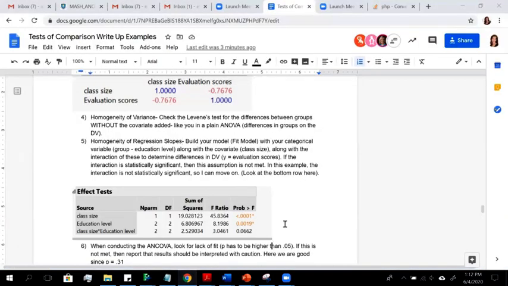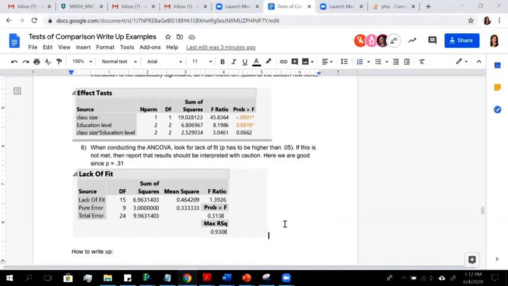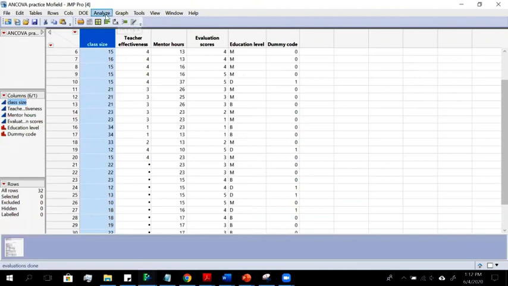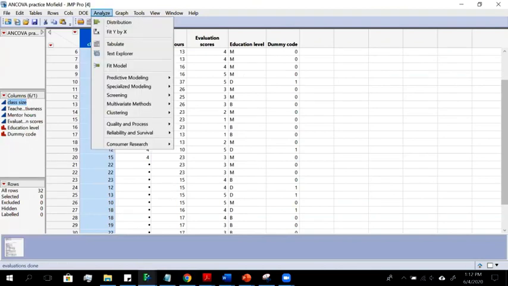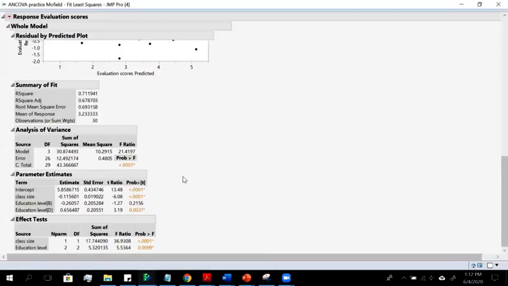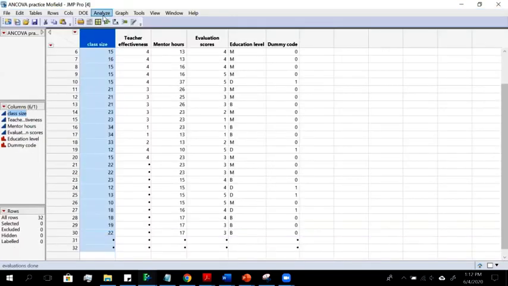When conducting the ANCOVA, we need to make sure the lack of fit is also all right. I should not have closed that out. Oh, did I close it? Maybe I could just, oh, here it is. Oh, this is a different version of it. Okay, I'm going to just do it again.